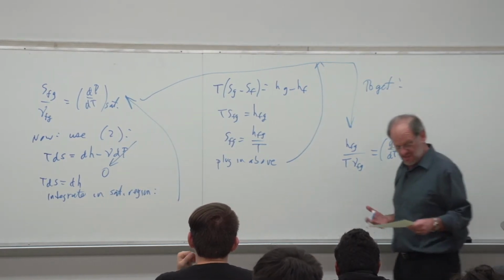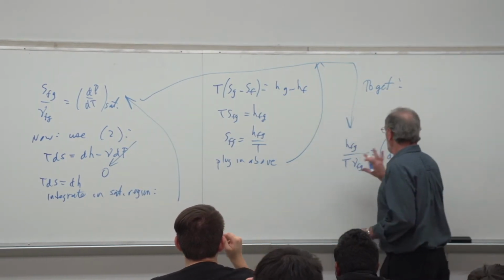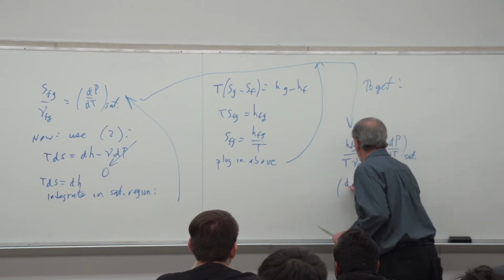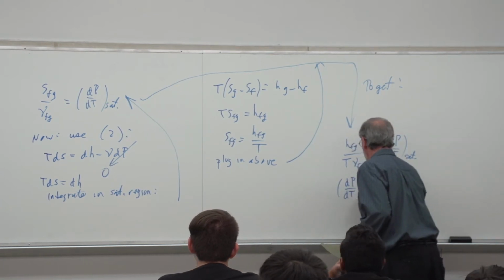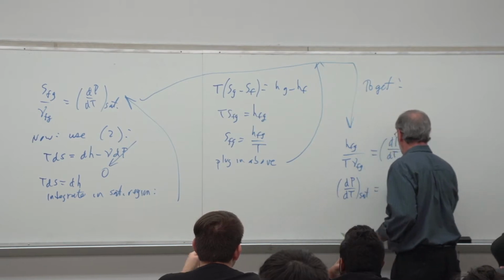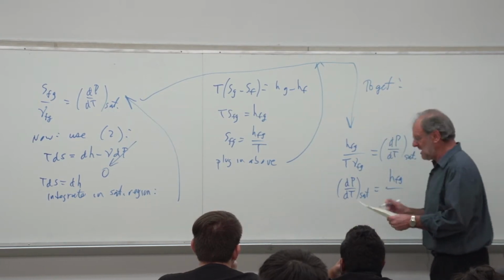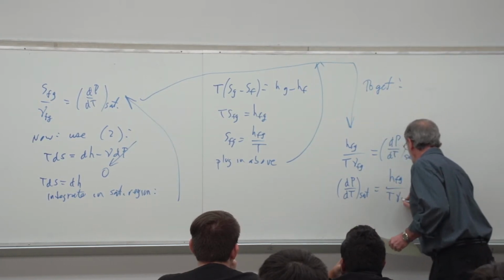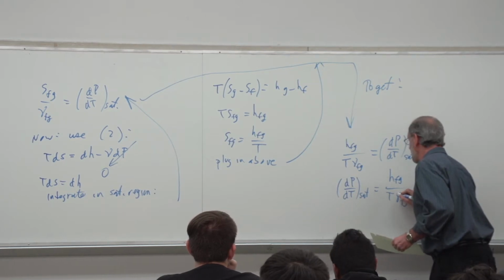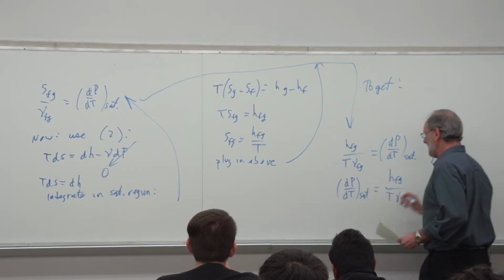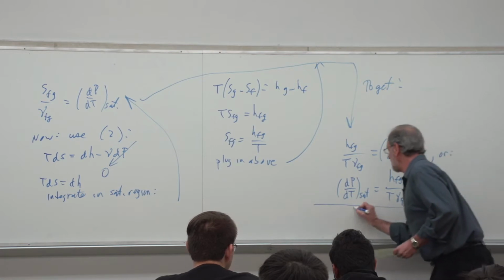And this is the Clapeyron equation. Usually we reverse the order. We show this as dP dT in the saturation region is just Hfg over T times Vfg. And this is the actual Clapeyron equation.